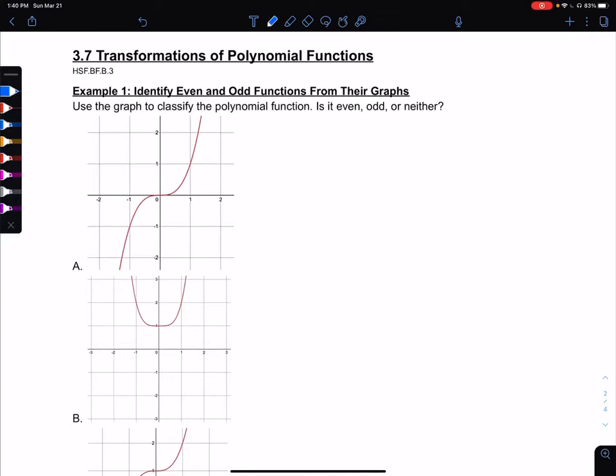In this video, we're going to look at example 1 from section 3.7, where we identify even and odd functions from their graphs. We're told to use the graph to classify the polynomial function, and we're trying to determine if it is even, odd, or neither. So let's start by testing if it is even. If it's even, remember we're reflecting over the y-axis.